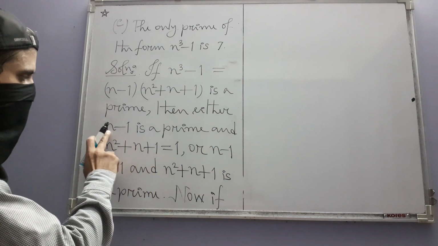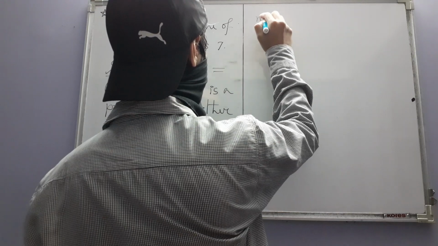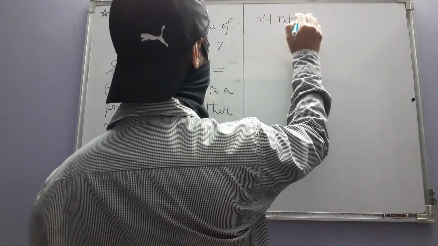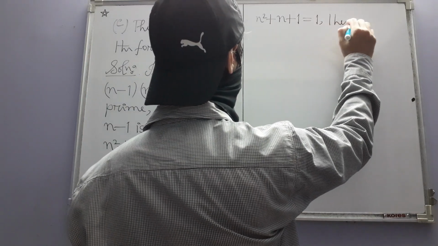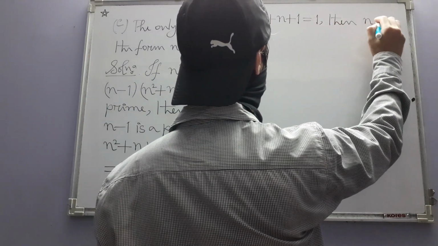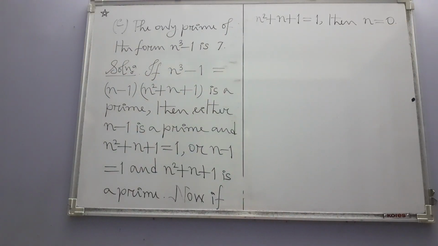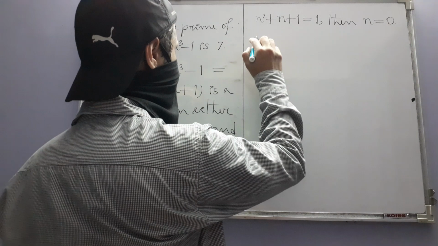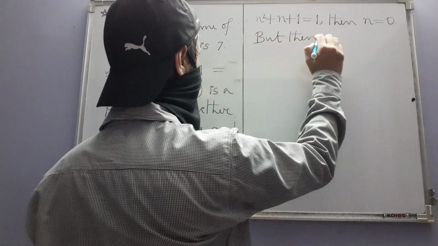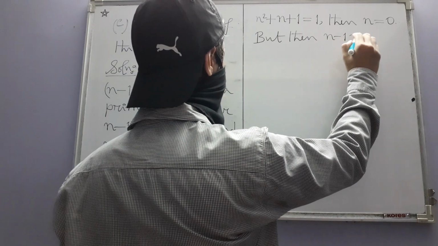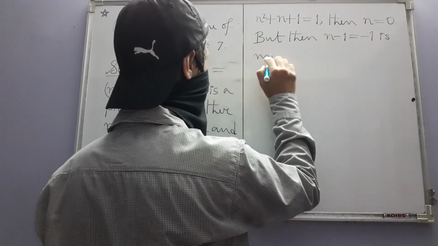Now, if we assume that this is the case, if n square plus n plus 1 is equal to 1, then the only possibility is this, n equal to 0. But then n minus 1 would be equal to minus 1, and that is not a prime.